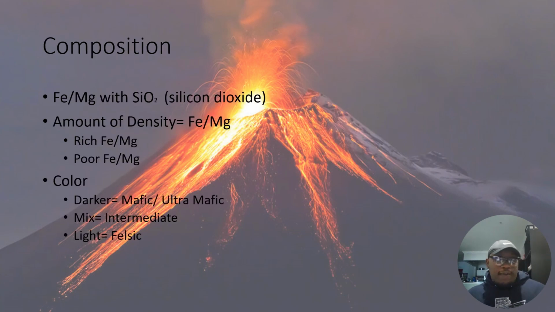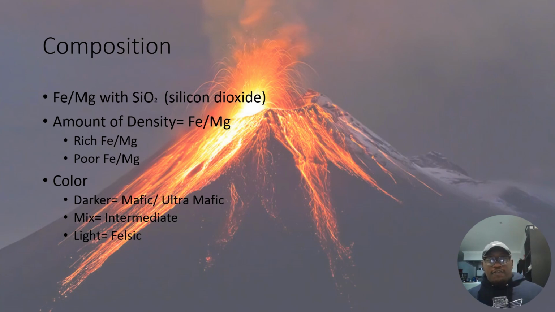Whenever we're talking about anything in geology, we kind of want to start off with the composition of the material. When we're looking at igneous rocks, we're looking at the iron magnesium versus silica ratio, and that influences the density of the igneous rock. So if it has a high amount of iron magnesium, it will feel a little denser compared to something that doesn't have much iron magnesium.